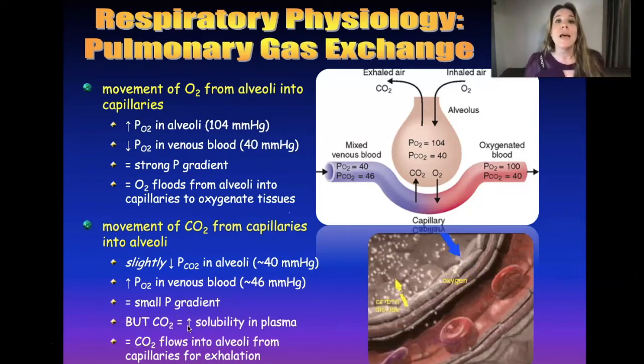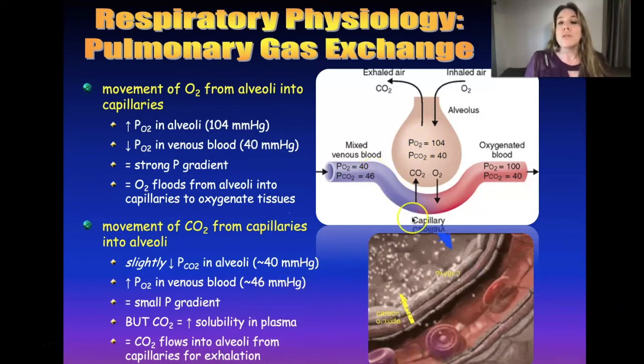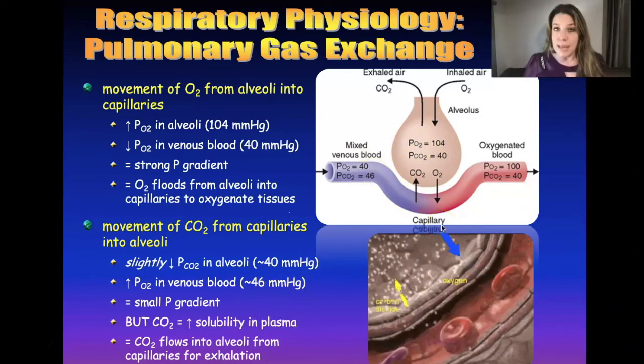Henry's law says that gases have different solubilities in water. And in the case of carbon dioxide, remember that carbon dioxide is more soluble in water, more soluble in plasma than oxygen is. So because of that high solubility in plasma, it can flow fast despite not having a large pressure gradient. And so the carbon dioxide, with that small pressure gradient and its high solubility, is going to flow very quickly into the alveoli from the blood so that the carbon dioxide can be exhaled out.